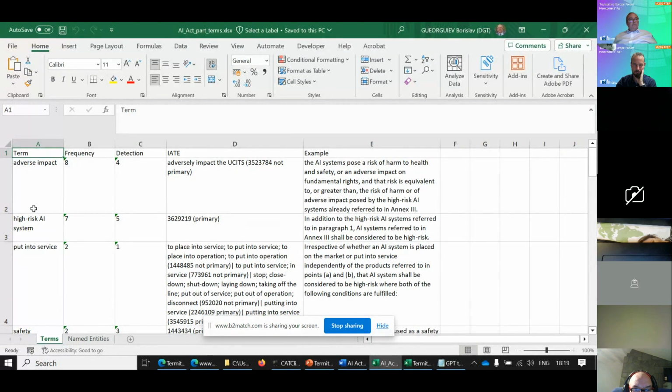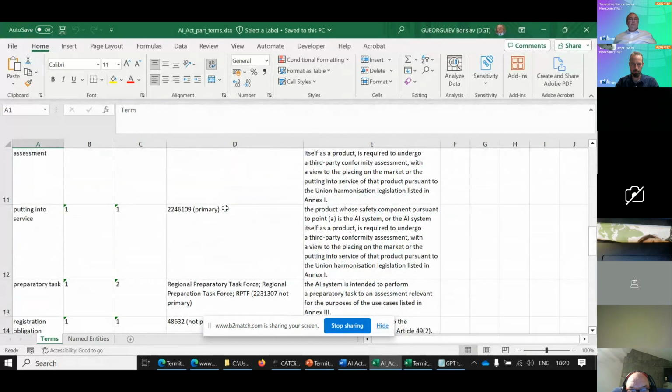We have term. These are the terms which were detected by our two AI models. Here we have the frequency, which was calculated using normal programming, using Python. This is the frequency in the text. Detection means the number of times the models decided that this is a term. This is very interesting for us, because this is the data from IATE. Actually, we call IATE to check each and every term to see if the term is in IATE and to get some additional information.